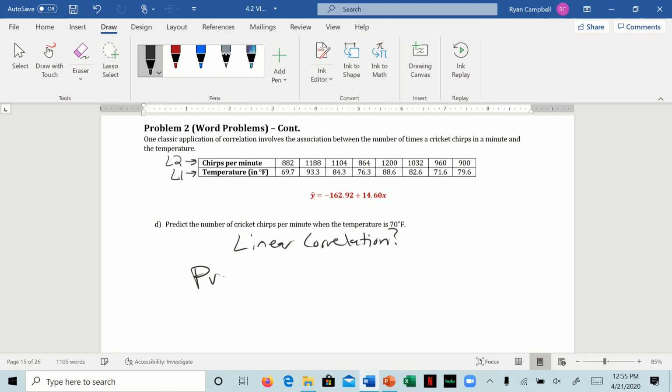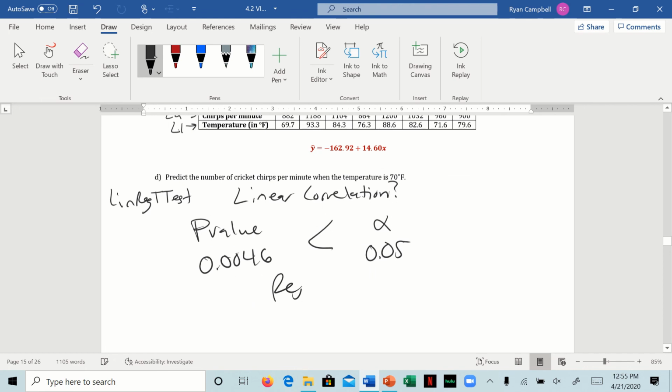So looking at our p-value, which we find with the LinReg t-test, we see that the p-value is 0.0046. The significance level was never given, so that's just 0.05. It's less, so we reject the null hypothesis. So there is sufficient evidence for linear correlation. There is a linear correlation.